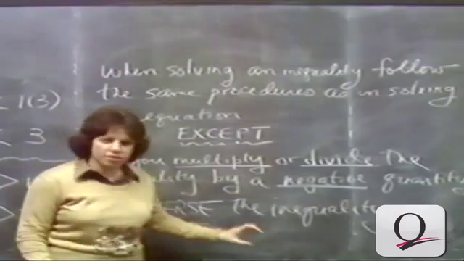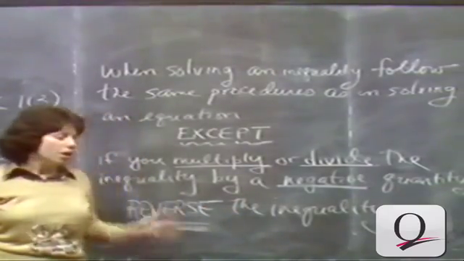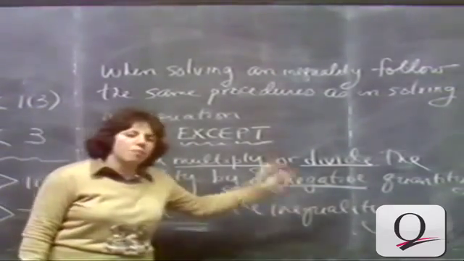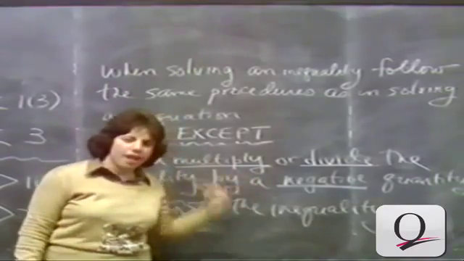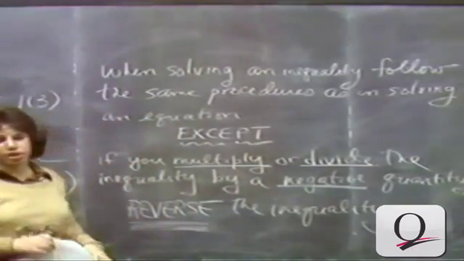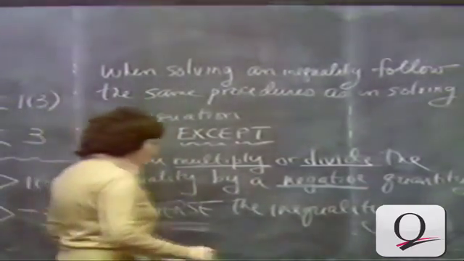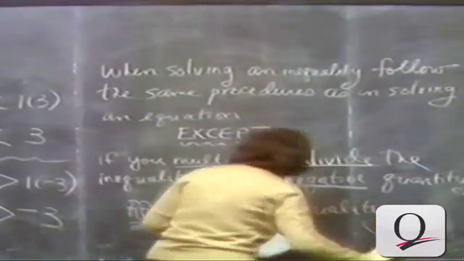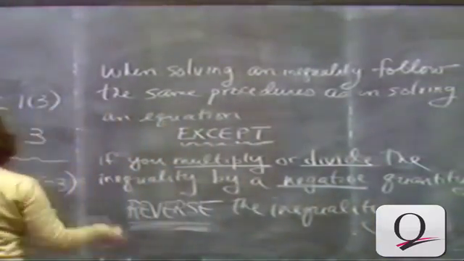Okay, that's basically where it differs from solving an equation. When you multiply or divide by a negative quantity, that's when you have to reverse the direction of the inequality. Okay, and the rest of this videotape is going to deal with solving inequalities using this rule.